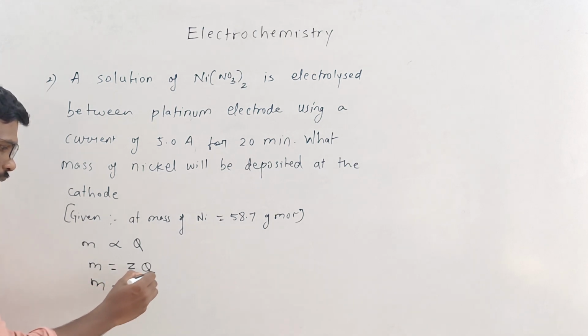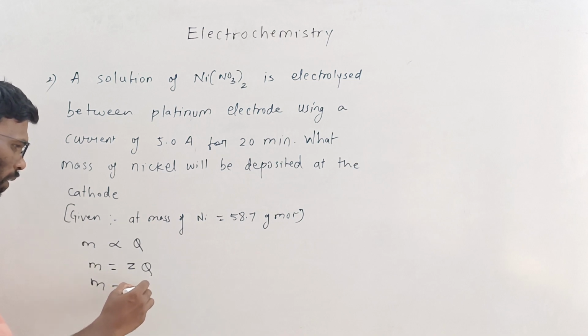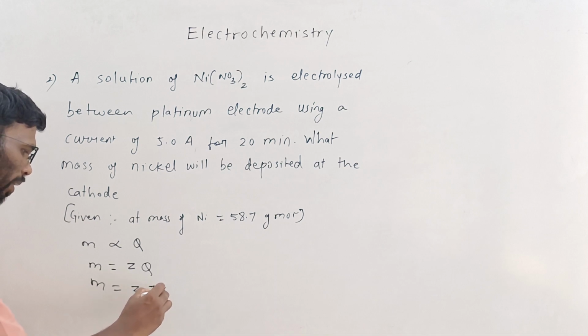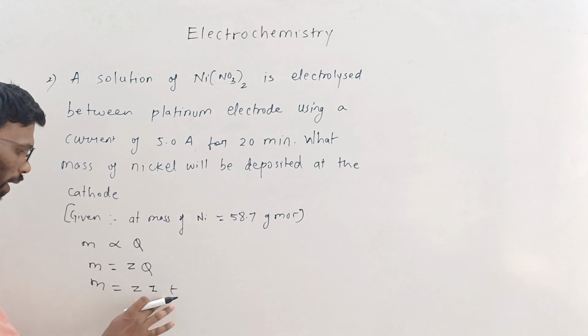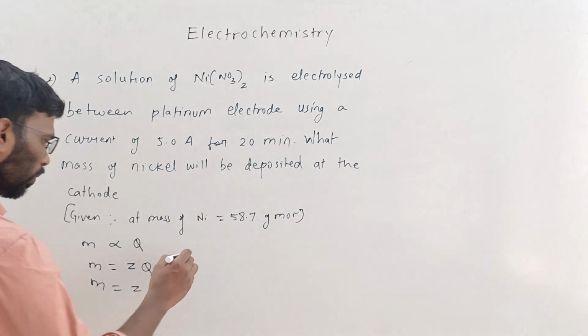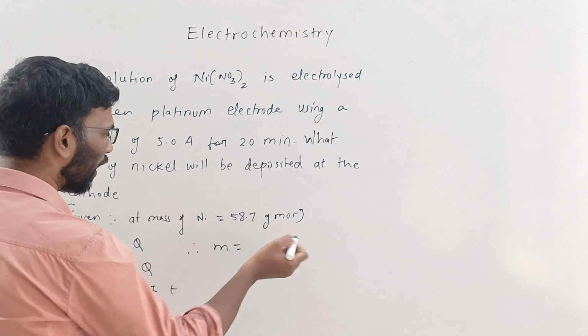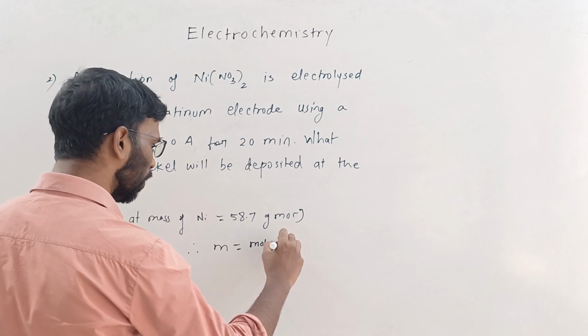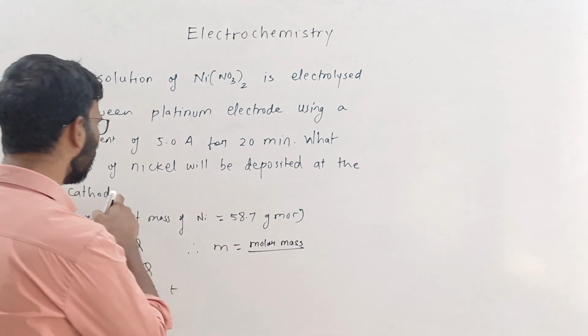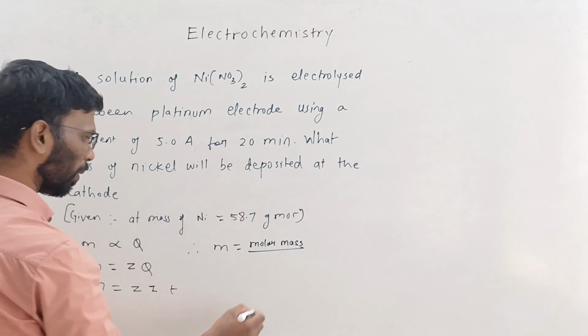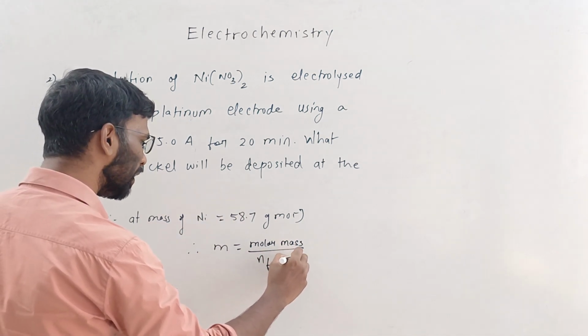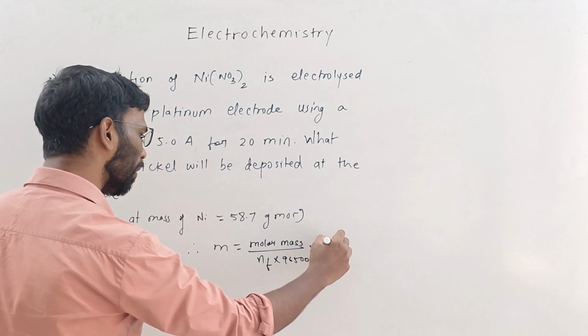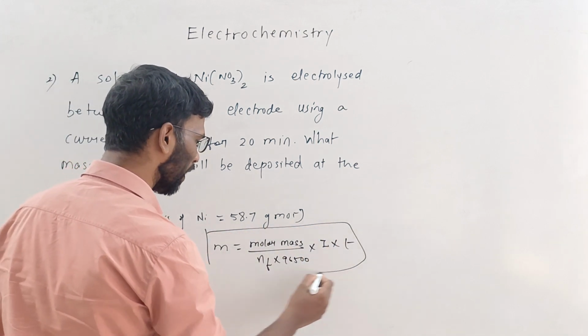Now what is Q equal to? Q is equal to I into T, current into time, right? So M equals ZIT. Now what is Z equal to? Therefore, Z we know is equal to the molar mass or atomic mass, molar mass of the nickel upon N factor into 96500. So M equals molar mass upon N factor into 96500, into I multiplied by T. This is the formula which we are having finally.